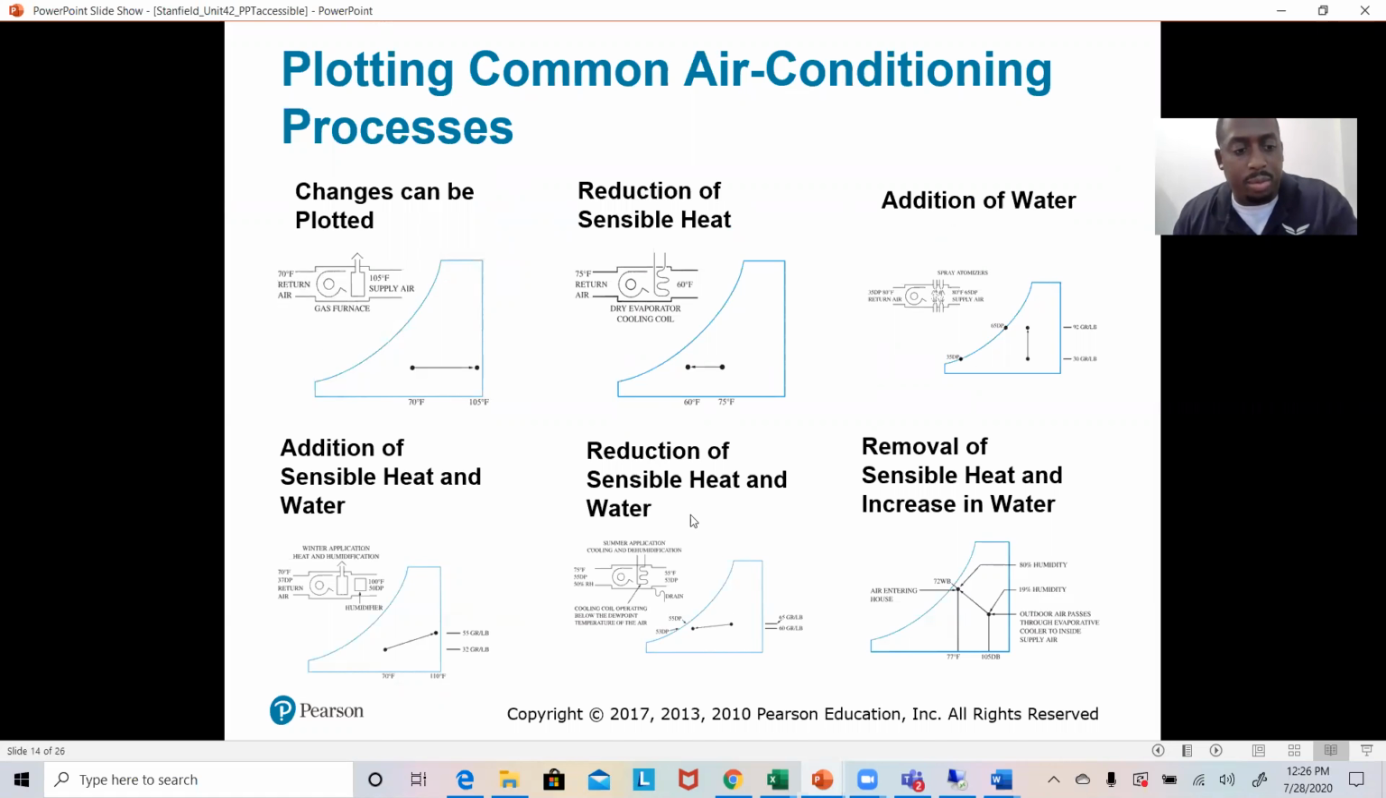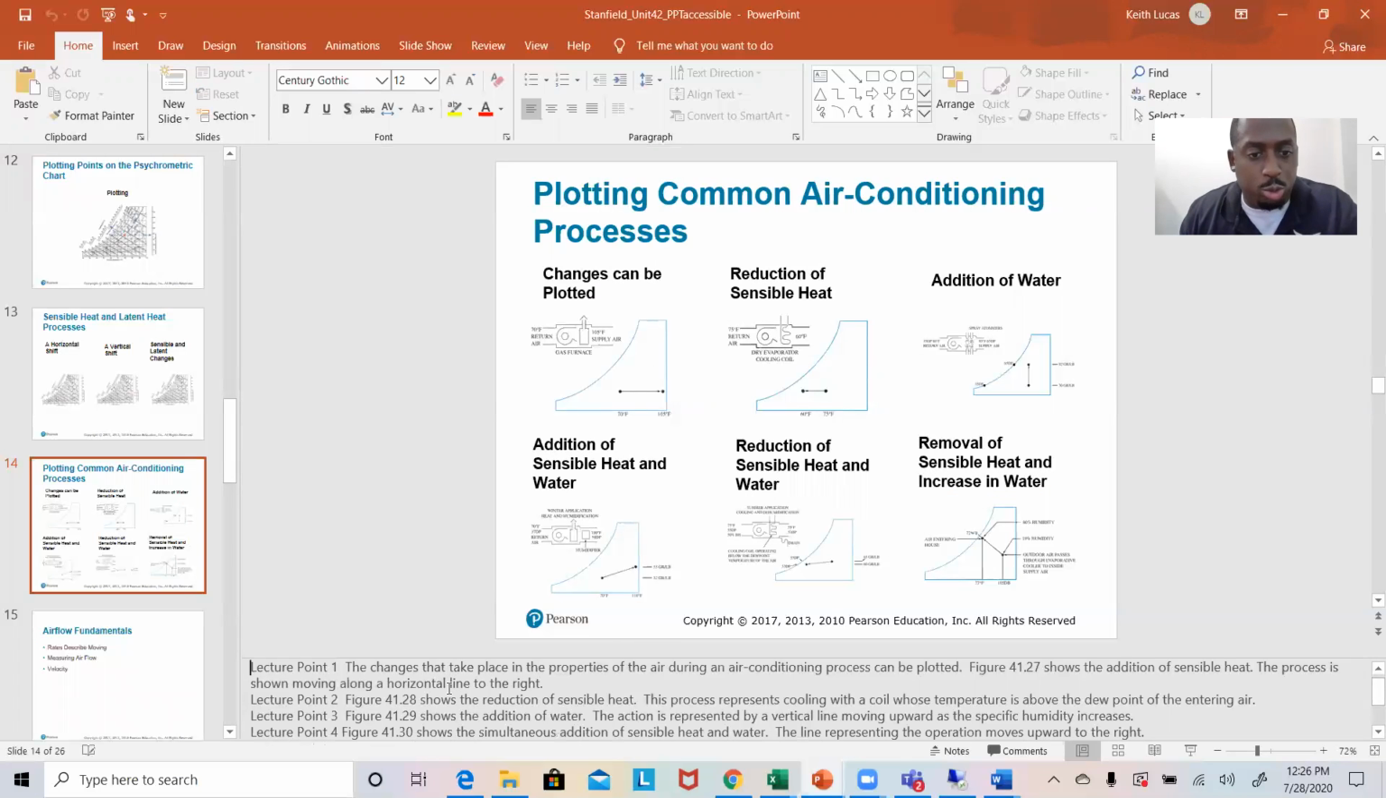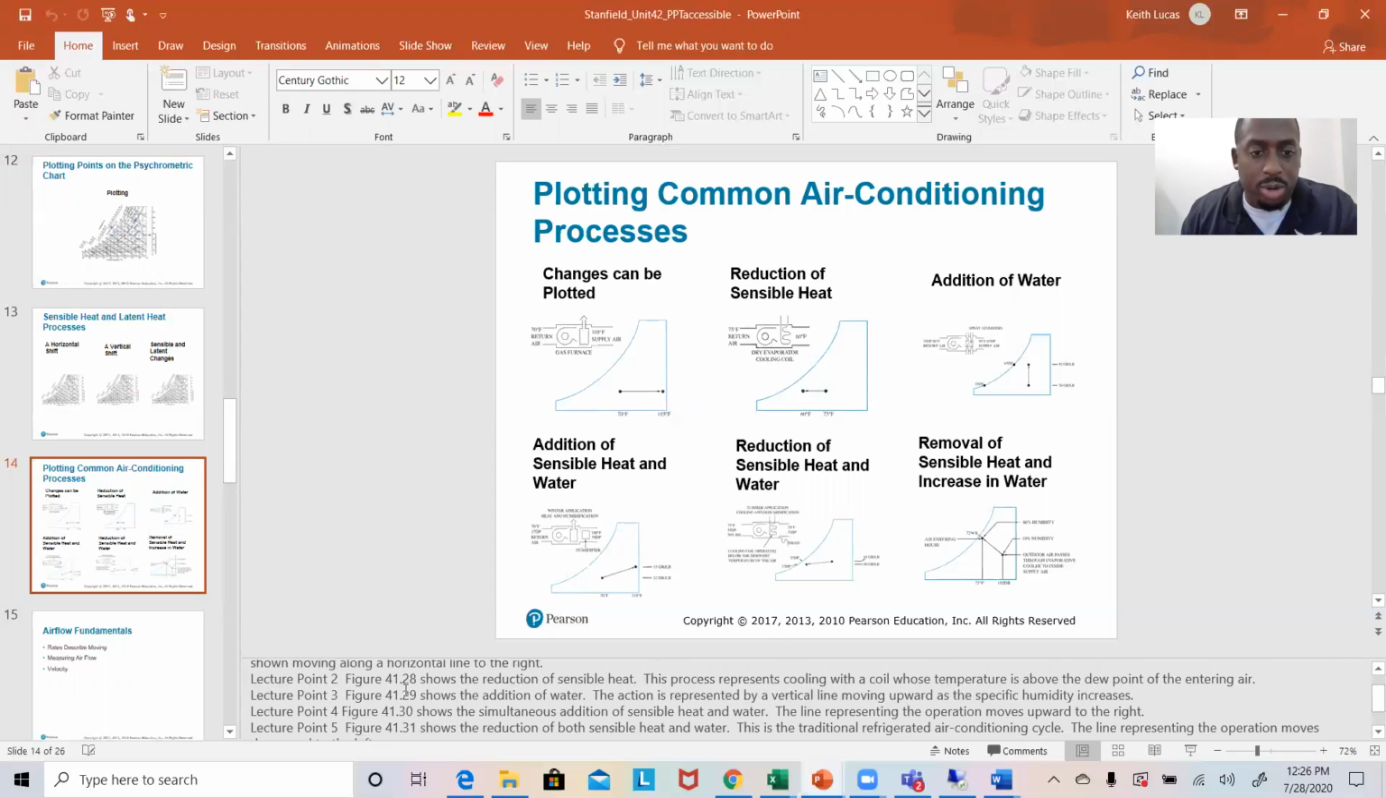And then let's go to the next one. Figure 41.28 shows the reduction of sensible heat. This process represents cooling with a coil whose temperature is above the dew point of the entering air.